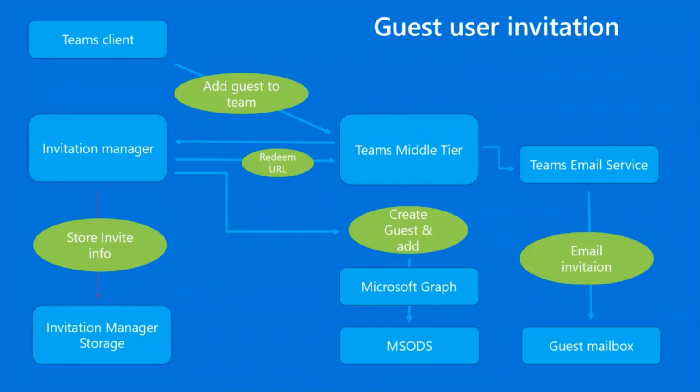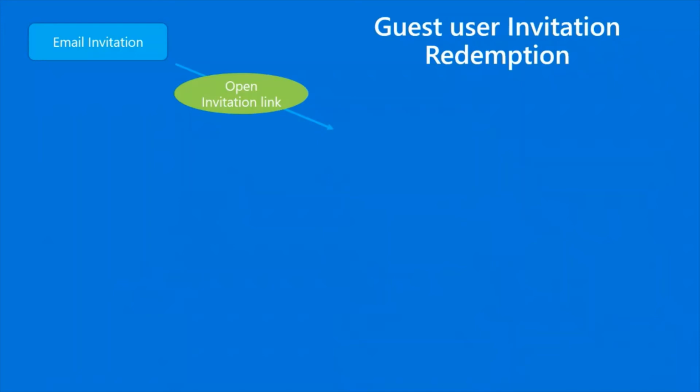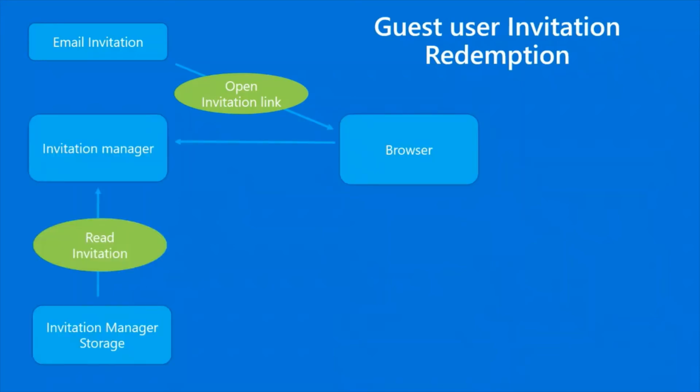Now we'll take a look at the next step, where the guest user redeems the invitation. Now the guest user has received the email and clicked on the invitation link. It will take the guest user to the browser, as we have already seen in the video, from where it will contact the invitation manager service, which will in turn contact the invitation manager storage to check the UPN of the guest user.